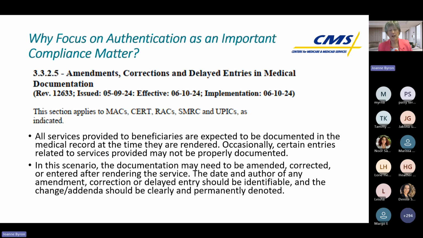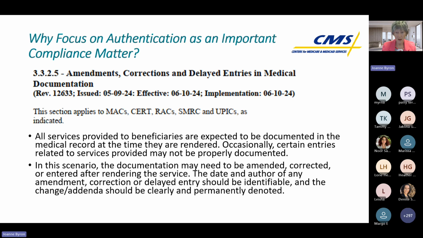CMS and other payers all realize that there are going to be times when you maybe didn't have all the information at that moment when you had to close out an encounter and authenticate it. So when there's an amendment or an addendum or a delayed entry needed, CMS expects you to have that done appropriately according to their guidelines. So you don't go in and close and lock a record and then reopen it, alter it, and lock it again. That looks suspicious.